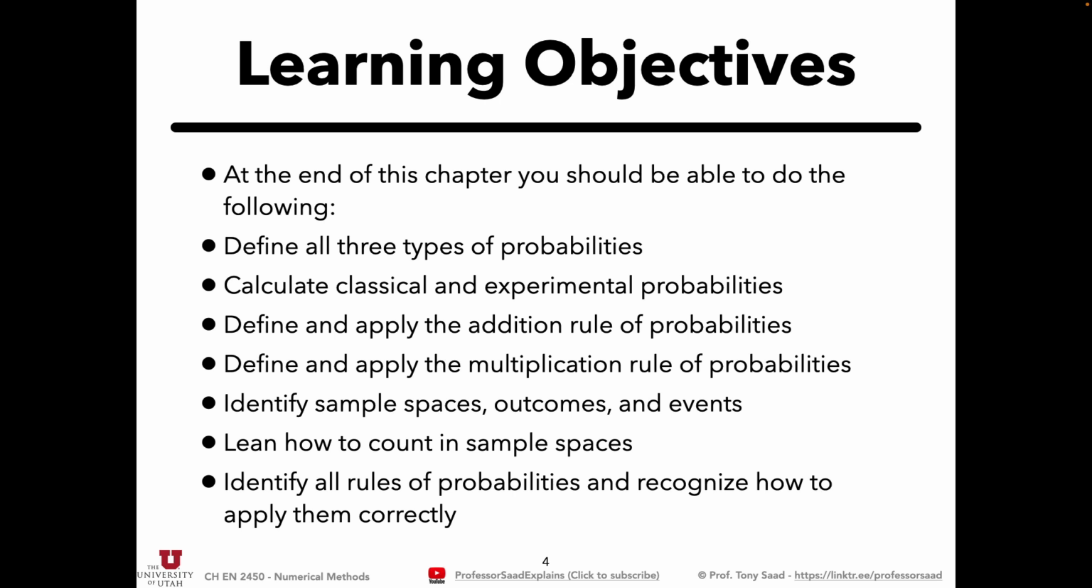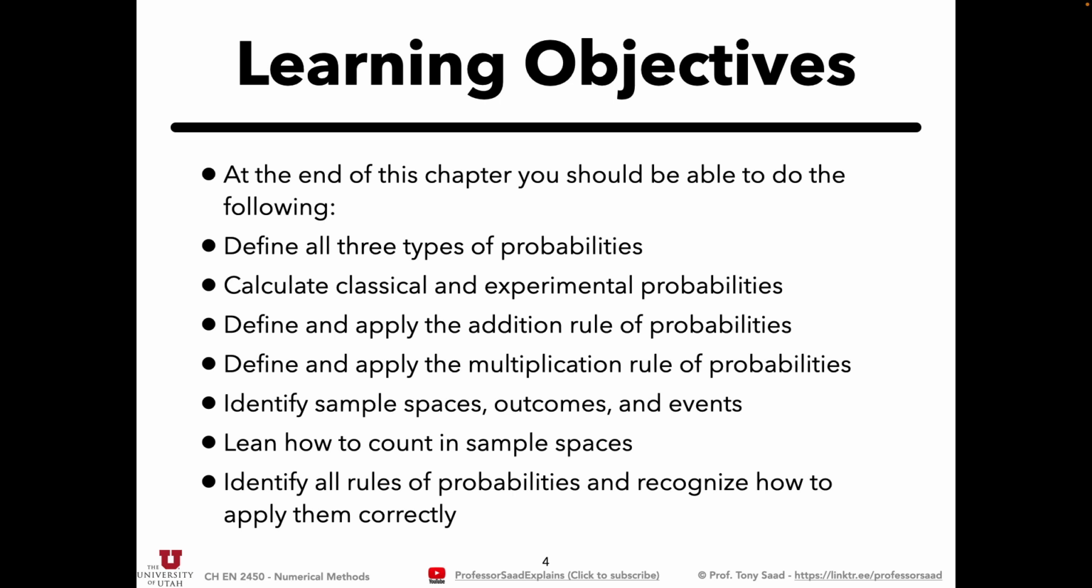But by chapter, at least you should be able to do the following: define all three types of probabilities, calculate classical and experimental probabilities, define and apply addition rules and multiplication rules for probabilities, and that will expose you to exclusive events, dependent and independent events, and what they mean. And we will do some limited set of Venn diagrams. Those could have pitfalls in them.